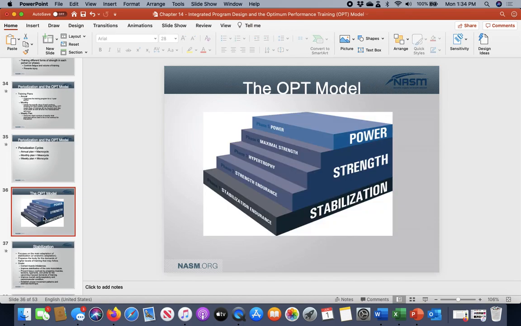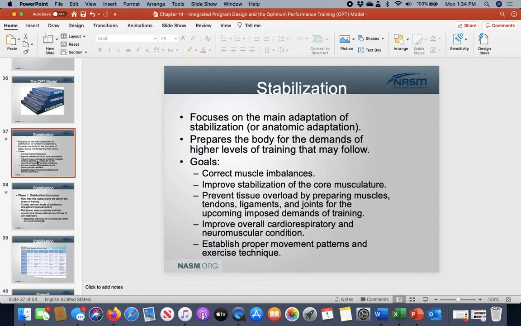Okay. So, you've seen the OPT model before. We know about phase 1, 2, 3, 4, and 5. So let's break them down. Okay. What are we doing in stabilization? What is the main job? Okay, the main adaptation here is basically to get a good base of support to be able to then allow the body to prepare for higher demands when you get to the muscle endurance, the hypertrophy, the max strength, and the power phases. If you assume that your people are going to go up to those levels, maybe not to phase 5, but somewhere in there.